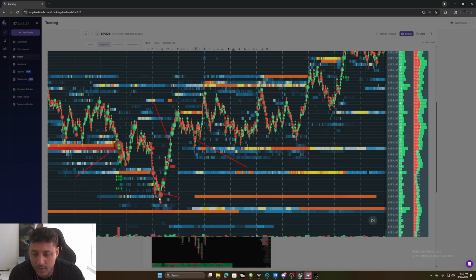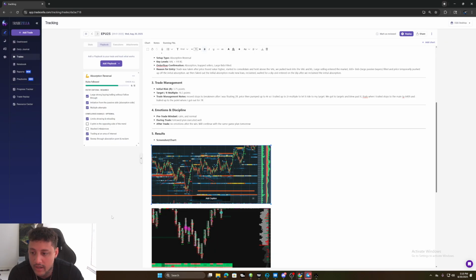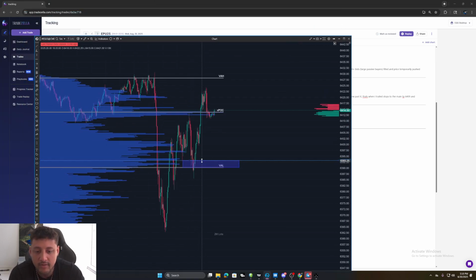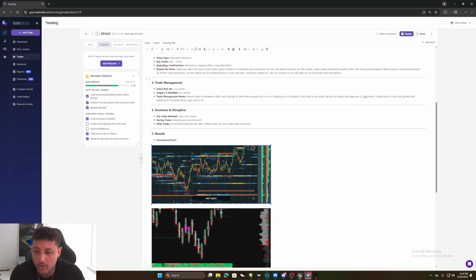We had that sweep through the absorption point and a reclaim, and then we had the bids continue to support the market at that reclaim point. We're trading at an area of interest, which is going to be the key level of support and this value area low. Then last but not least, limits showing and reloading.